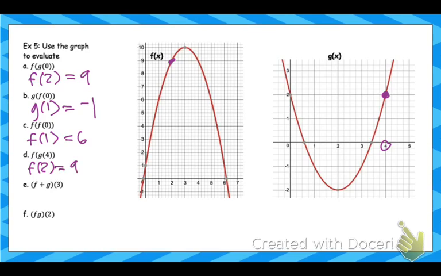Then f plus g of 3 means f of 3 plus g of 3. So let's find f of 3. That's 10. G of 3 is negative 1. So 10 plus negative 1 is 9. Then the last one, f times g of 2. So f of 2 is 9. G of 2 is negative 2. 9 times negative 2 gives me negative 18.